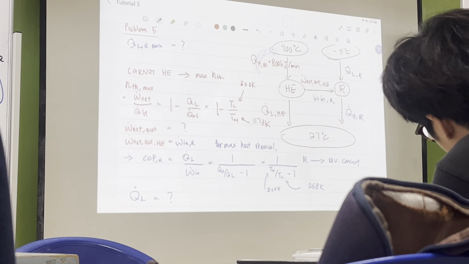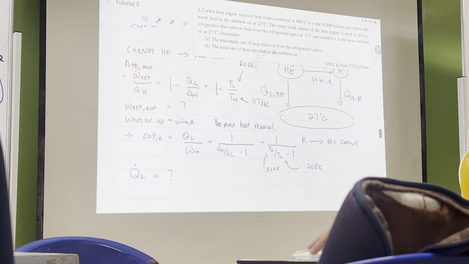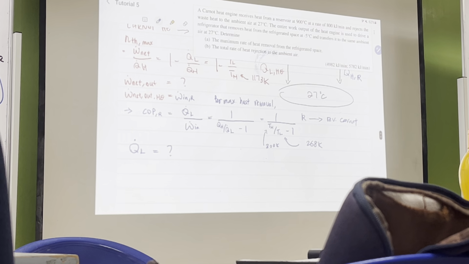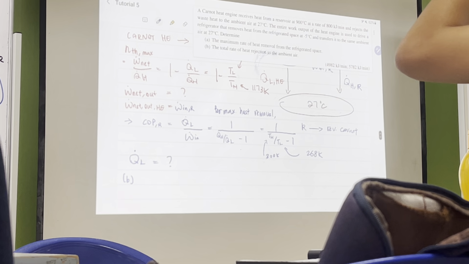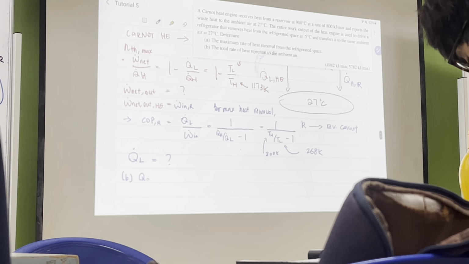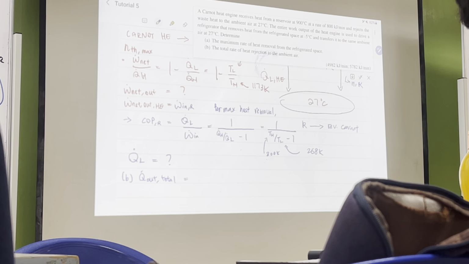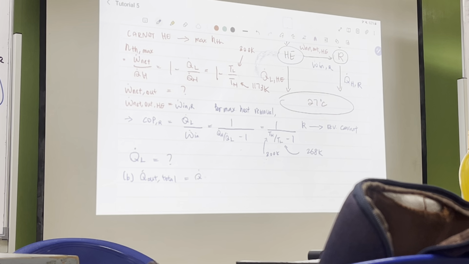So clear? Any question here? If not, then we can quickly finish up part B. Part B essentially asks for the total heat rejection. So what we are looking for is actually QLHE plus QHR.